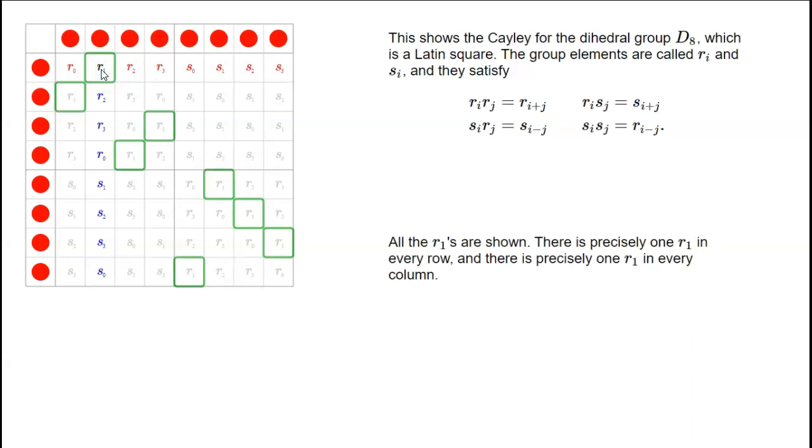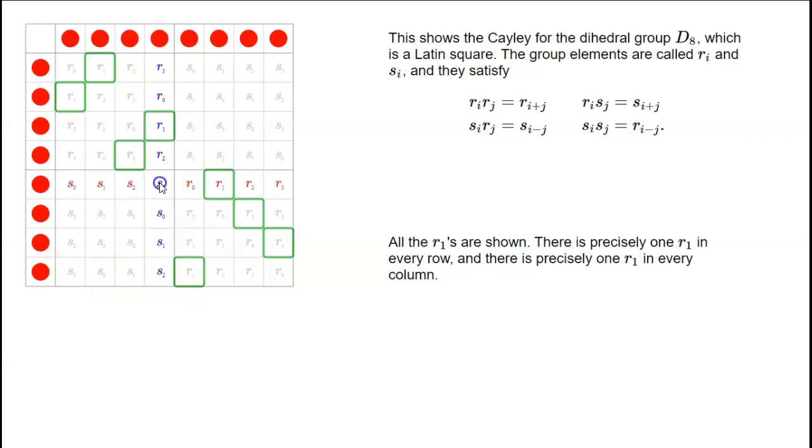this is a Latin square, so if we look at every row and every column, each contains every element of the group exactly once. So here we've marked all the R1s, and you can see that every row contains precisely one R1, and every column contains precisely one R1.